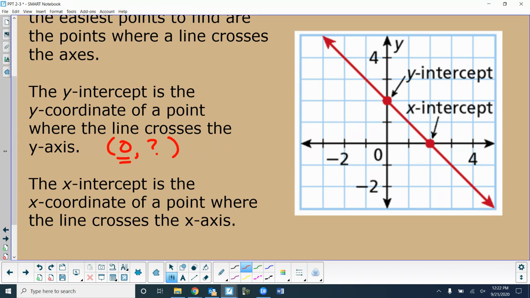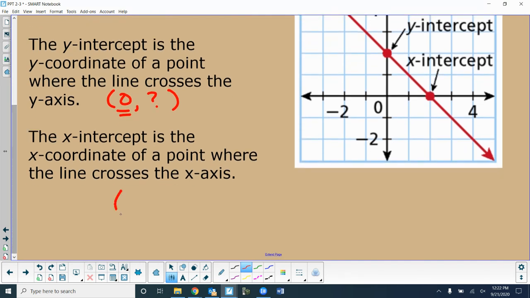Okay? X-intercept is some number. Y is always 0. Any point on the x-axis, that's 4, 0, that's negative 1, 0, that's negative 2, 0, so the y is always 0. Any point here, that's 0, 2, that's 0, negative 1, that's 0, negative 2, the x is 0. Okay? So if you need to find the x-intercept, plug 0 in for y. If you need to find the y-intercept, plug 0 in for x.